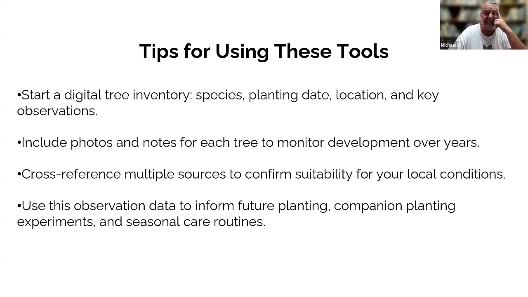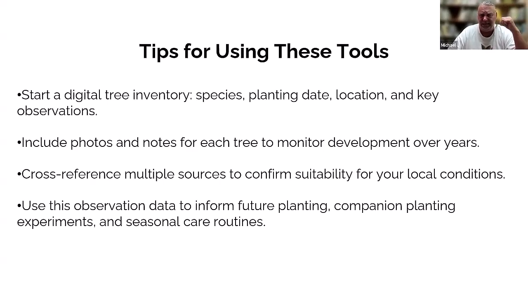So, key points with regards to using these tools. Start with a digital tree inventory: species, planting date, location, and key observations you've made. It sounds like a lot of work, but I say to students and clients, one tree a week is still 52 trees at the end of the year. One square meter of garden bed a week is 52 square meters of garden bed at the end of the year. You don't have to go hard with this, but it's amazing when you do that.